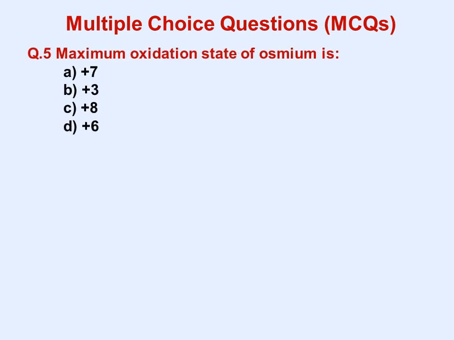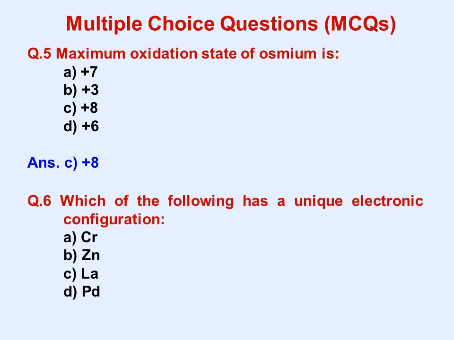Question number 5. Maximum oxidation state of osmium is. Options are +7, +3, +8 or +6. So the right answer will be +8. As we discussed earlier, osmium, the element of the 5d series, shows maximum oxidation state +8 in its osmium tetraoxide complex.